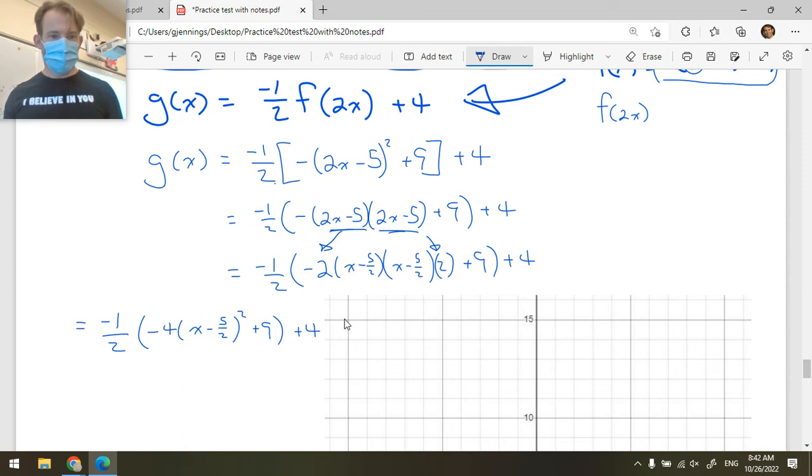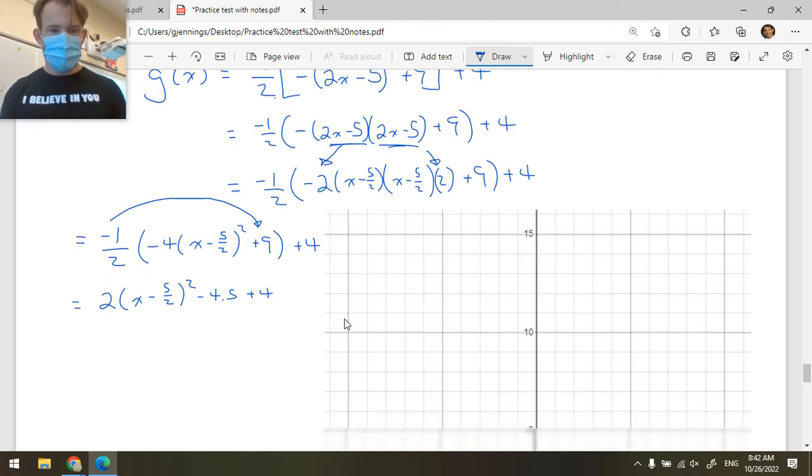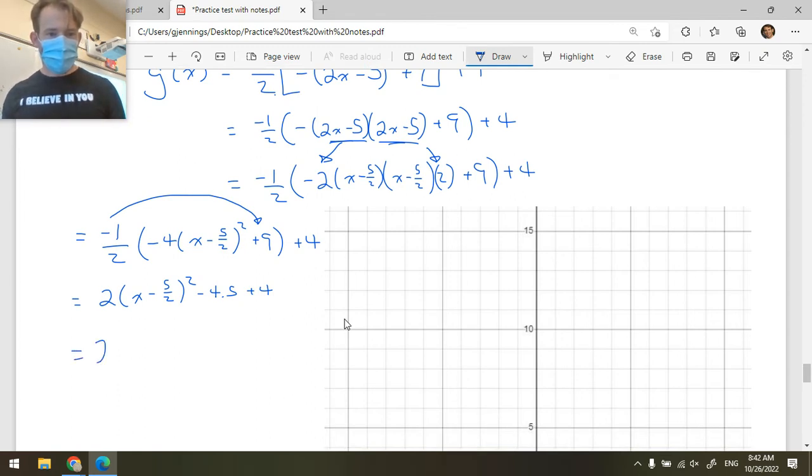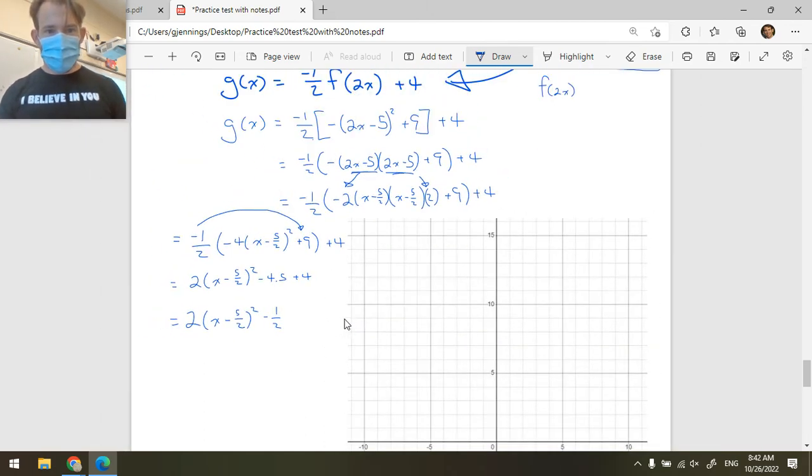Now, let's distribute this negative 1/2 into the bracket. Negative 1/2 times negative 4 will be 2. So this is 2 times x minus 5 over 2 squared. Negative 1/2 multiplied by 9 is negative 4.5. And then plus 4. Look at me using a decimal, just like a student. And then this is all equal to 2 multiplied by x minus 5 over 2 squared minus 1/2, minus 0.5. All right, let's graph it.